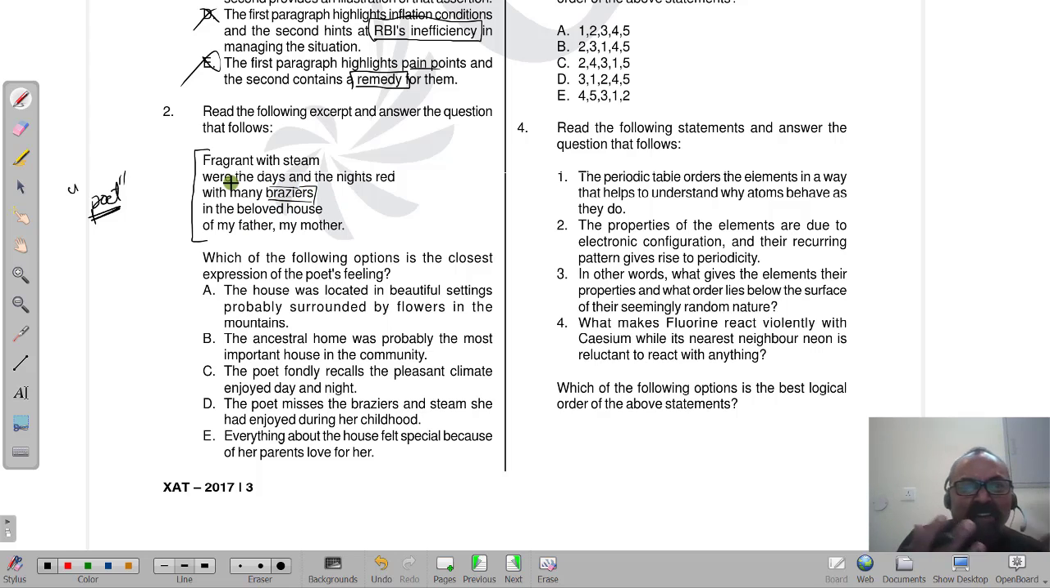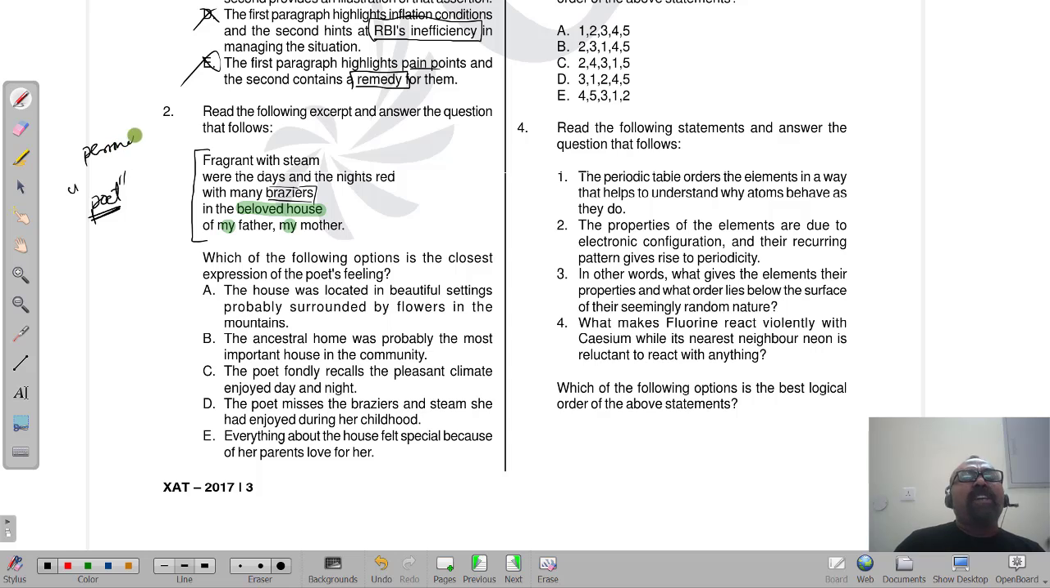At least in India we don't. This is barbecue stuff. I think the stove is called braziers. So that's what it is. But the thing that you get here is, look at the word that is being used: a beloved house of my father and my mother. So it's kind of saying something that is very personal here.